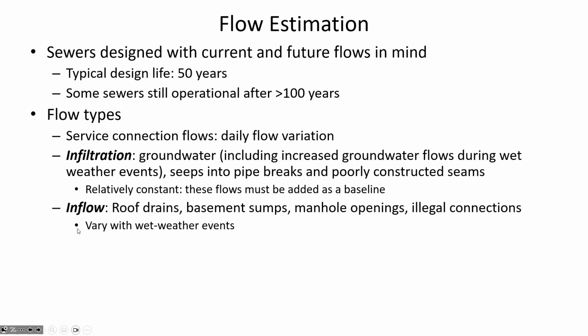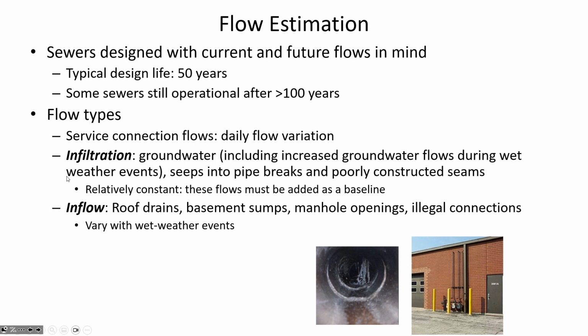Inflow, on the other hand, is usually related to extra water that gets into the network through storm events. And so if there are roof drains connected to a sewer, or manhole openings, or in some cases illegal connections that are unmetered or unregulated, then the extra water that comes in and varies due to wet weather events is the inflow.